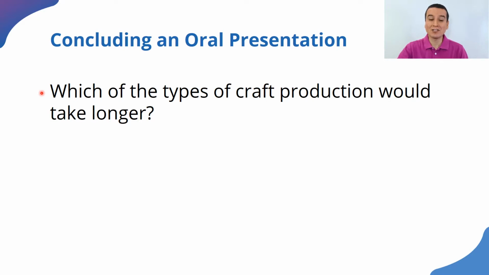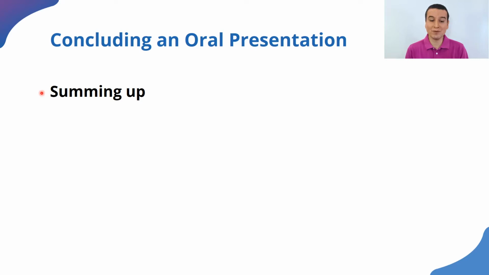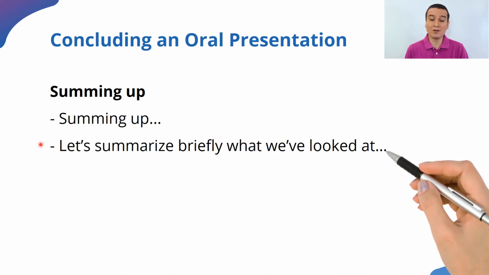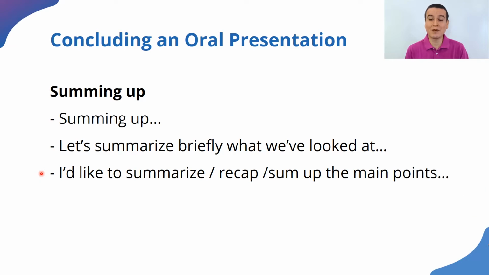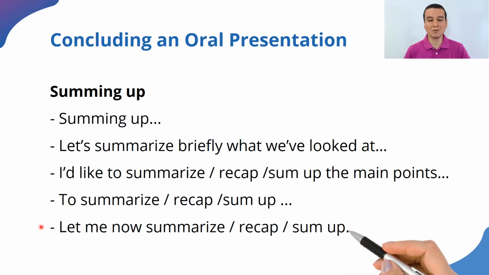All right? So, as you could see in the presentation that we read the excerpt about, we had some expressions that let us know that we're talking about the end of the presentation, because it starts with, I'd like to sum up, and then let me finish by saying. So we have some expressions that you can learn to use towards the end of your presentation. The first set of expressions is to sum up information. So we could say, when we are summarizing the information that we just included before we conclude: summing up, or let's summarize briefly what we've looked at, or I'd like to summarize or to recap, sum up the main points, or to summarize the main points, or let me now summarize, recap, or sum up.